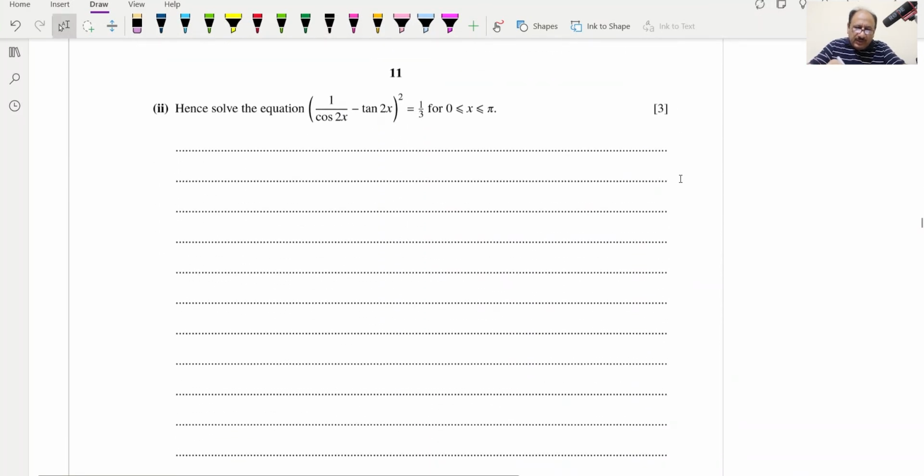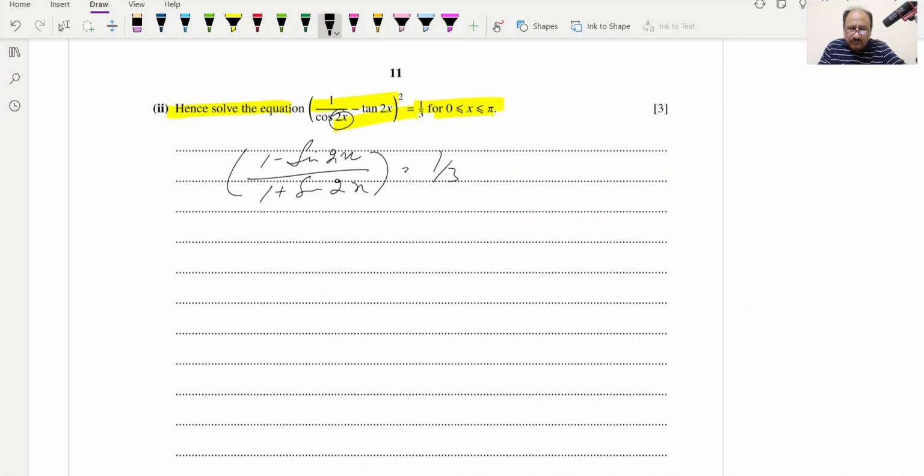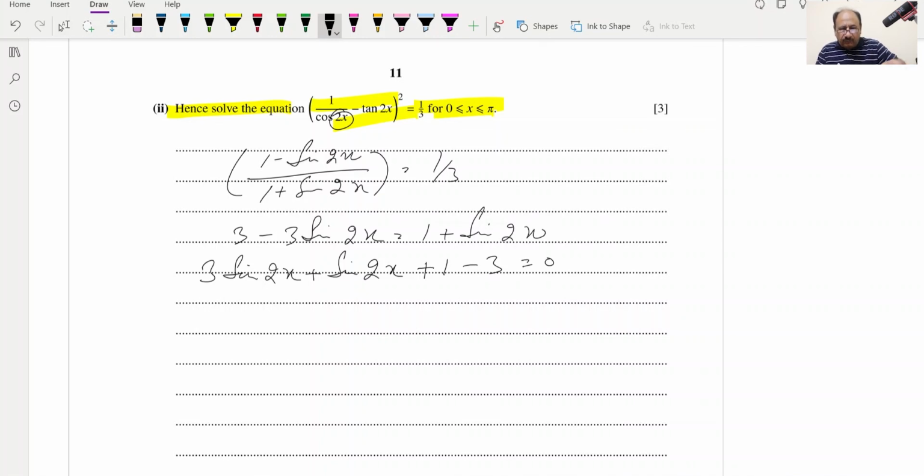Now this is the second part. Hence solve the equation, this one, and we know that this part is equal to, this is 2x, so we will write 1 minus sine 2x over 1 plus sine 2x, and this is equal to 1 by 3. We can cross multiply. 3 minus 3 sine 2x is equal to 1 plus sine 2x. Now we can shift this to the other side of equality, and our next step will be 3 sine 2x plus sine 2x, and plus 1 and minus 3, this is equal to 0. So this will be 4 sine 2x equal to 2, and sine 2x is equal to 1 by 2.